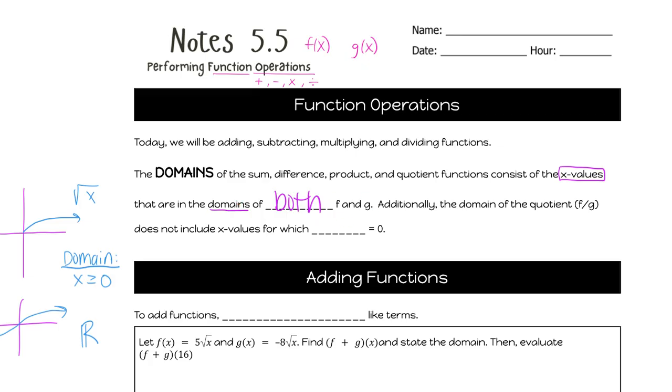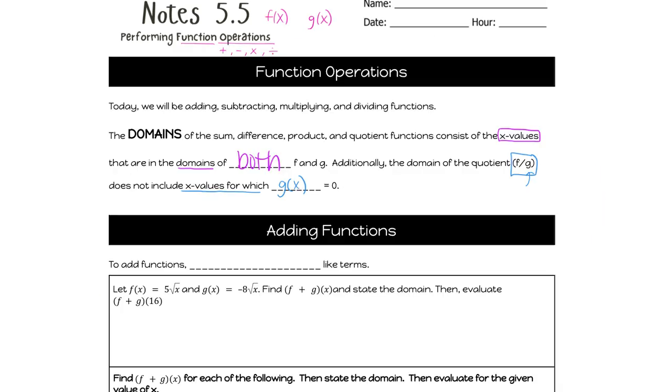And then additionally, we're also going to have to think about whenever we divide functions, we do have to remember you cannot divide by 0. That's just one of those rules in math, right? You can't divide by 0. So if we are going to divide two functions, we have to consider that when we write out our domain. So we do not want to include x values for which g of x would equal 0. And we'll get into that more later in the notes when we cover division of functions.